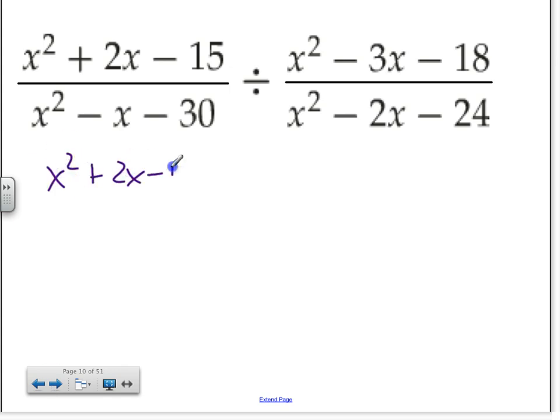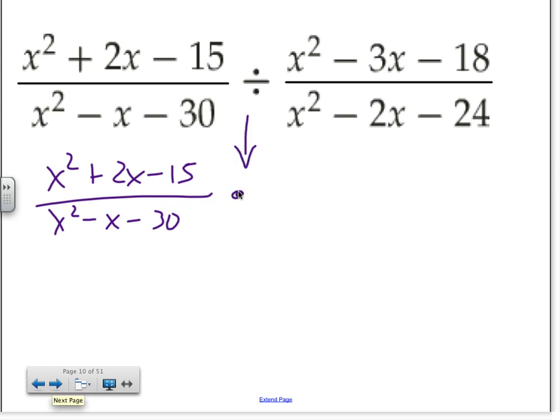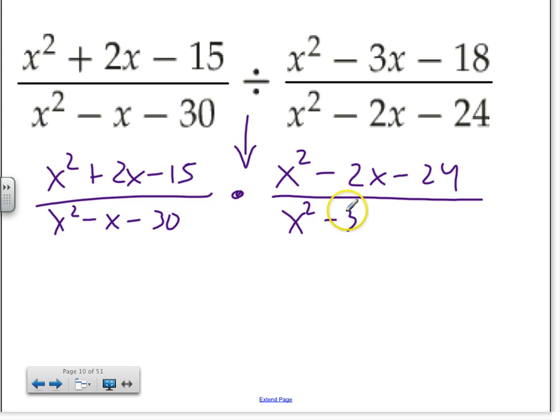So watch what I'm going to write. X squared plus 2x minus 15 over x squared minus x minus 30. Watch what happens with the division sign. I turn it back into a multiplication sign, and in the process, I flip the second fraction, taking the reciprocal of that. And this is what you now see. Any question on this? The rest is exactly the same as the previous problem, isn't it? I factor, find my excluded values, and then I try to simplify.